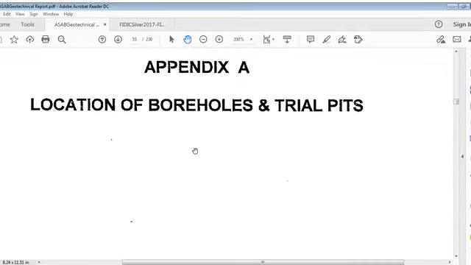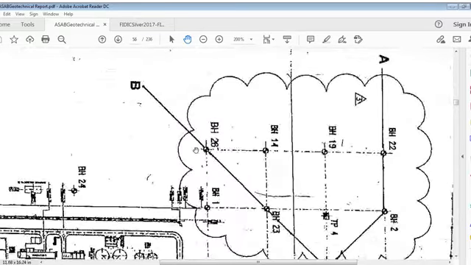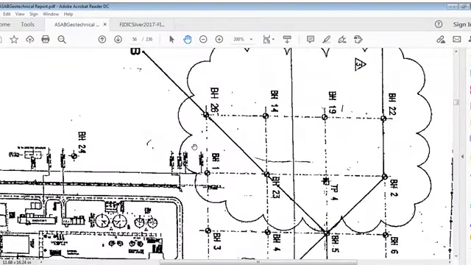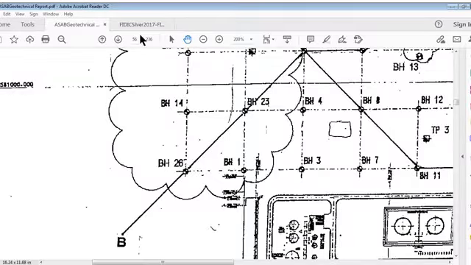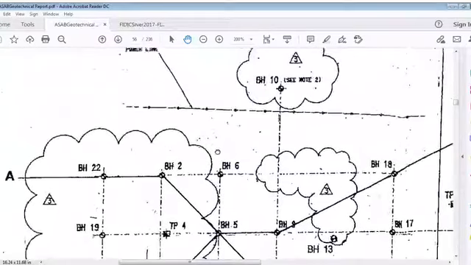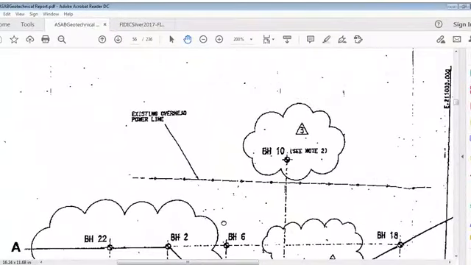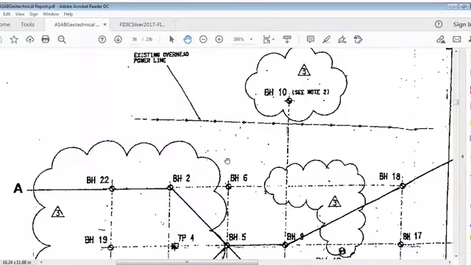Location of boreholes and trial pits. Yes, here we have to see. I think we have to turn this page, rotate this page. See, this is a rotated page now. You can see there is the location of boreholes at various places, coordinate wise. Coordinates are not given in this, but it's all coordinate wise.